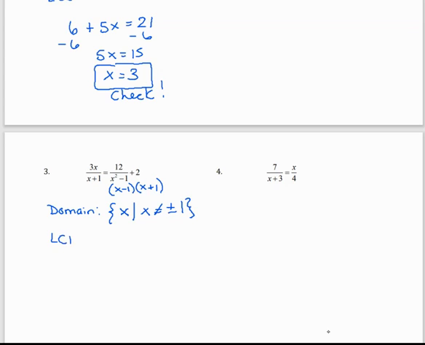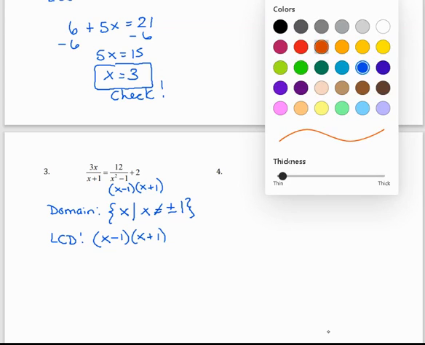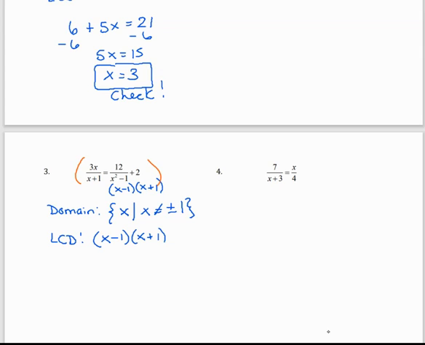Now, what's the LCD? The LCD will be (x minus 1)(x plus 1), right? There's an x plus 1 that shows up twice, but just once in each fraction, so we only need it once. Then we include the x minus 1, and again, that last term doesn't have a denominator. So I'm going to take that LCD and multiply it through to the entire equation. When I multiply it to that first fraction, we will have an x plus 1 up top and an x plus 1 on the bottom that will cancel. So I'll be left with the 3x that was there and the x minus 1.